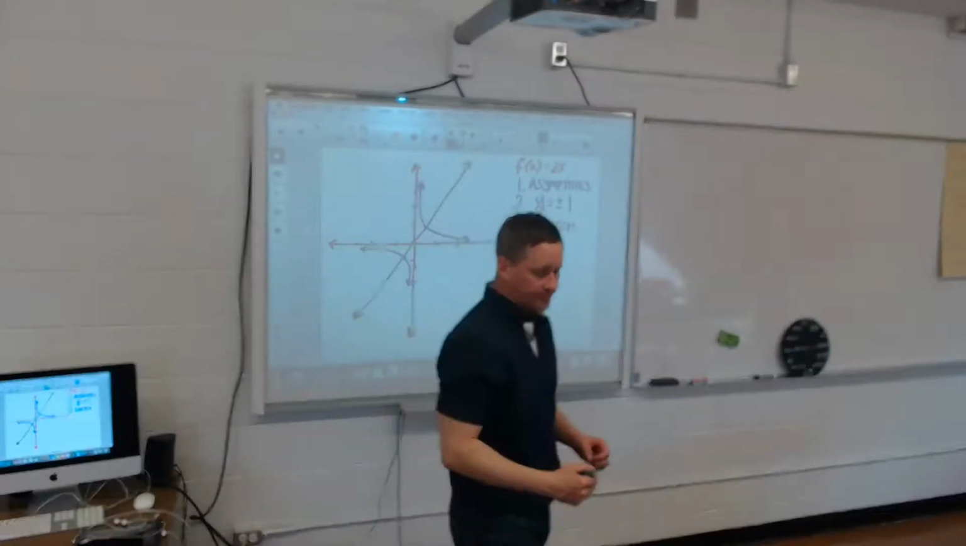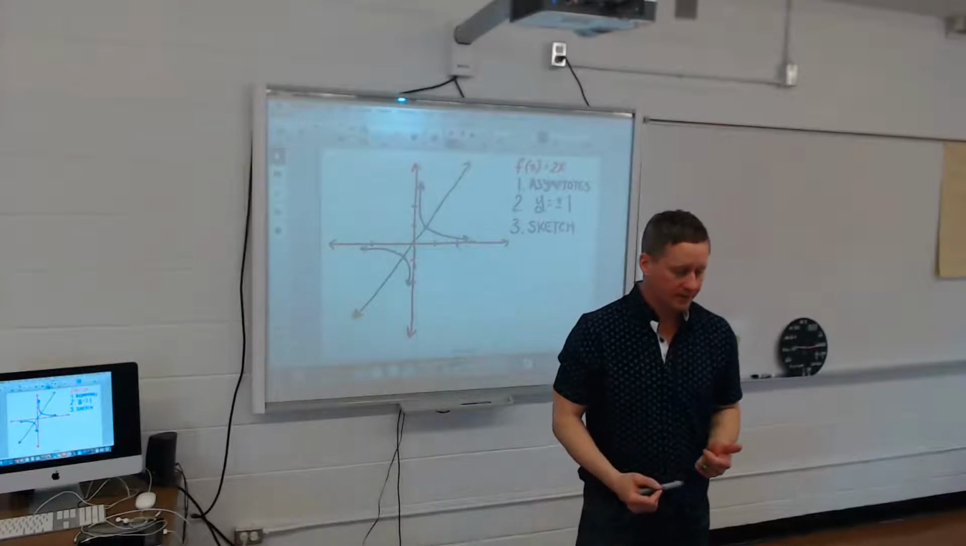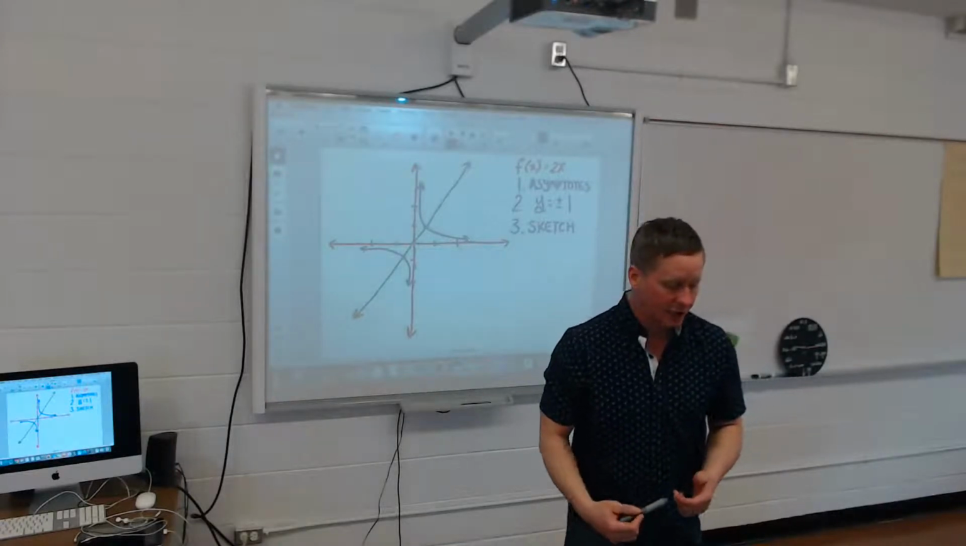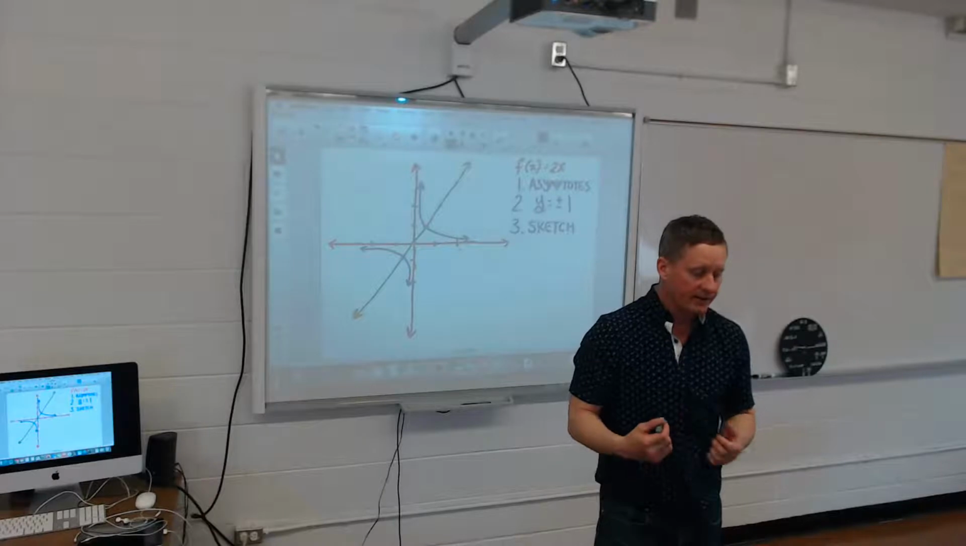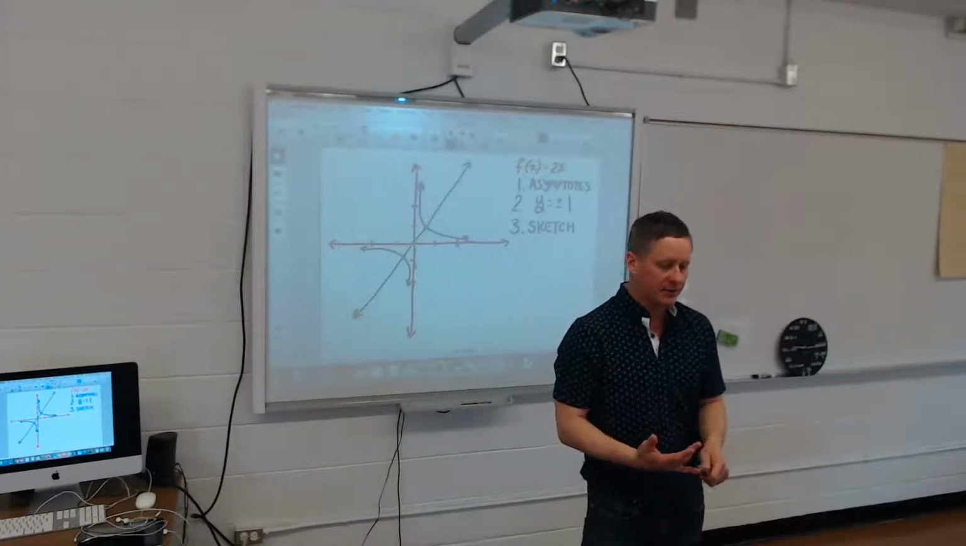Now again, this is a very important graph to us. We need to understand what this graph looks like. And the reason we need to understand it is in grade 12, there are 5 graphs that we have to be able to do without thinking.